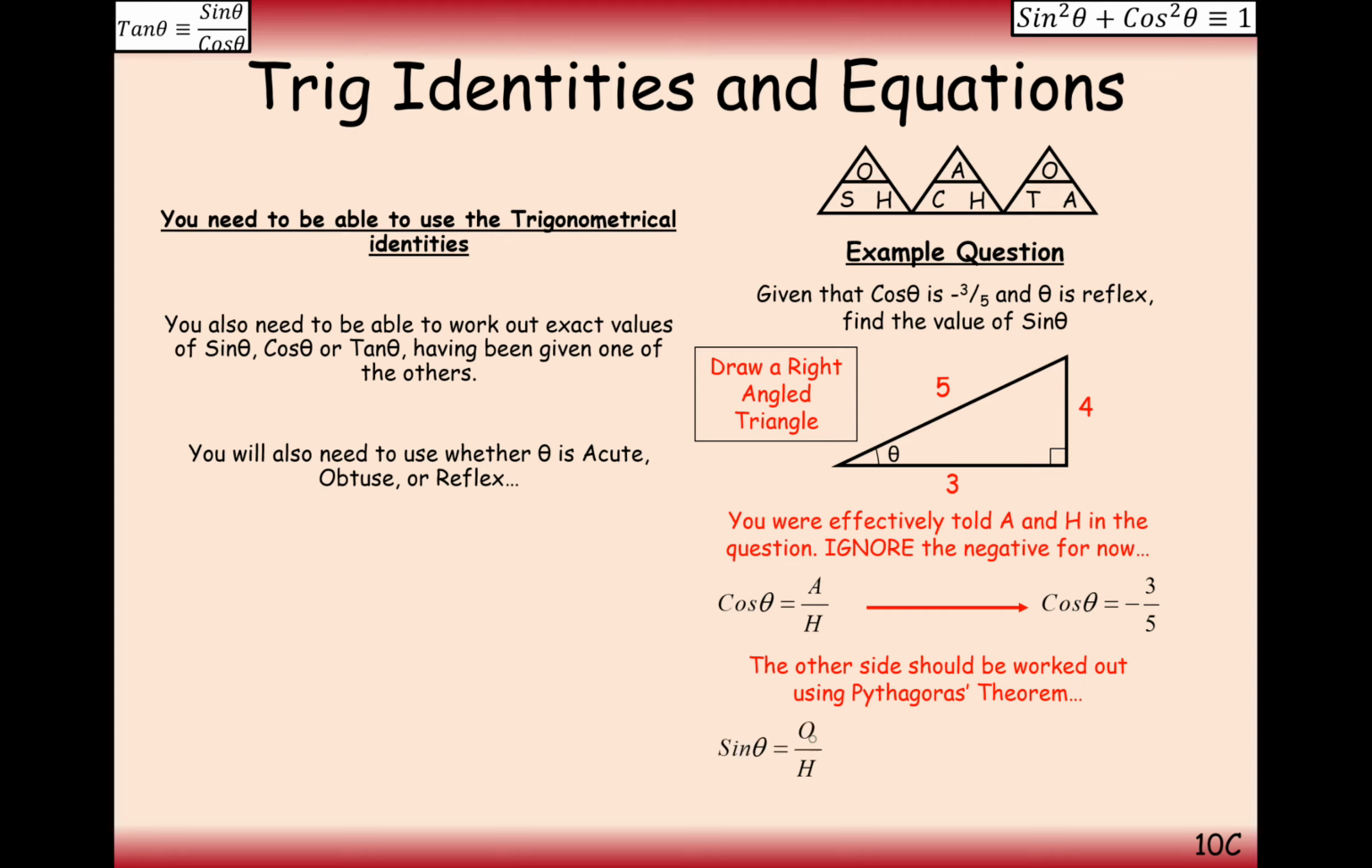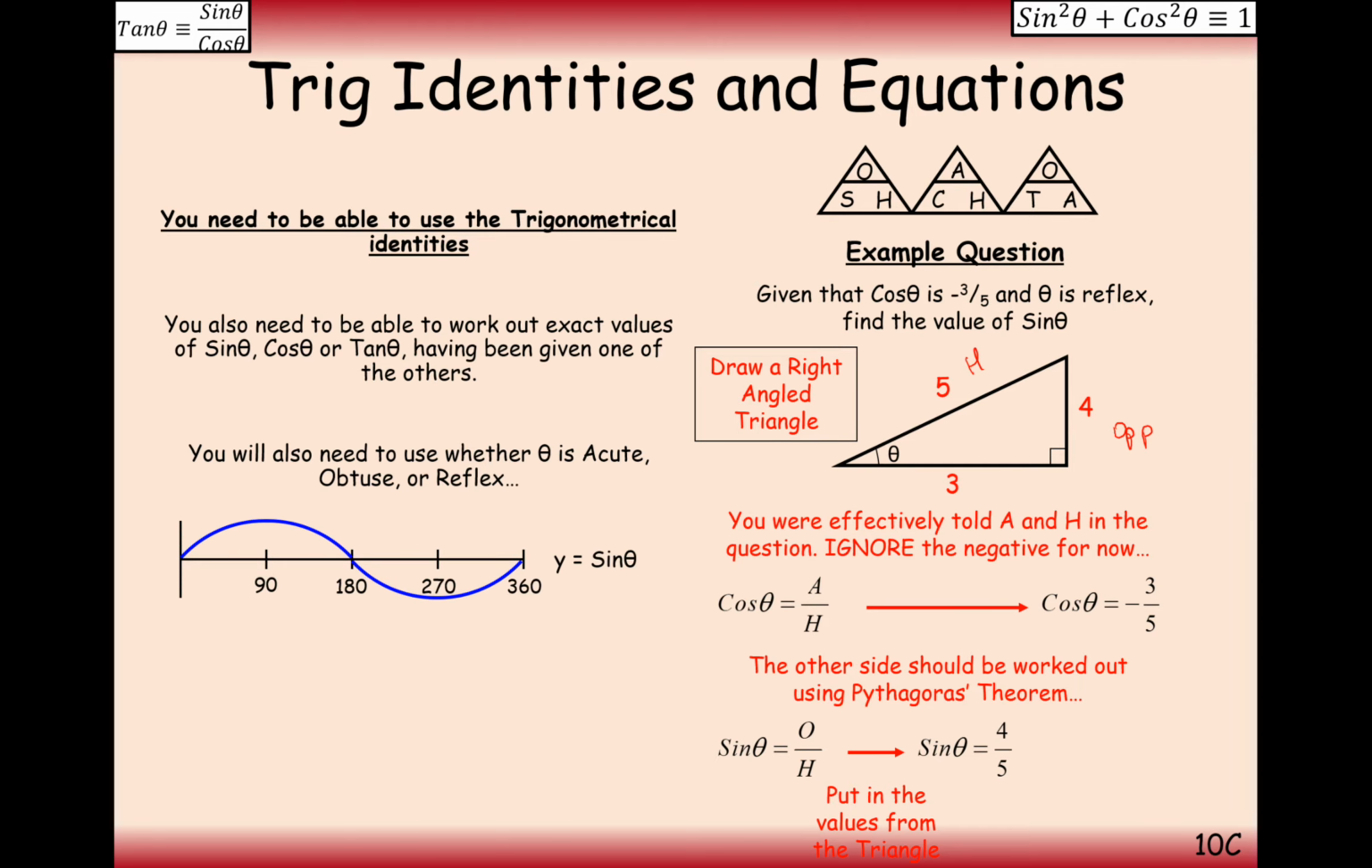So therefore, sine theta equals opposite over hypotenuse must equal, opposite will be over here, hypotenuse will be up here, so it's 4/5. However, what we know here is that cos theta is a negative value. So, having a look at the sine graph here, theta needs to be a reflex angle.